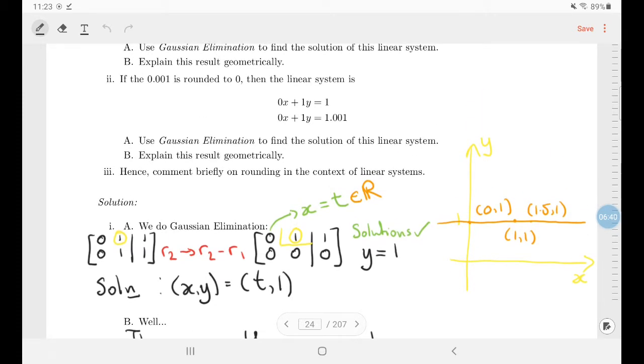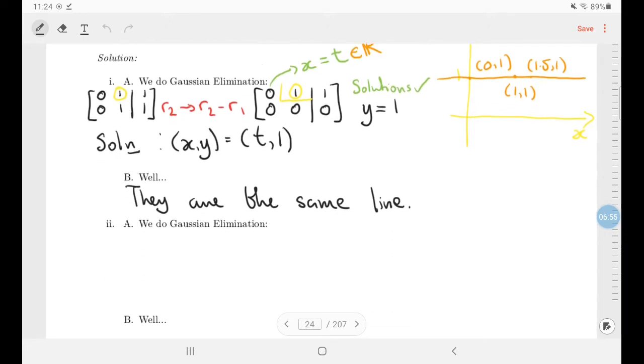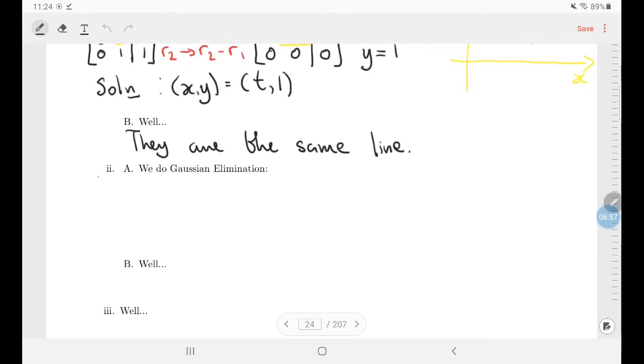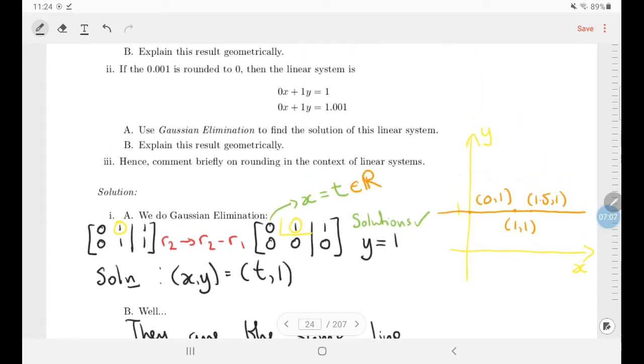Now the second one is, if you round the 0.001 in the x to 0, then this is the linear system: 0x plus 1y equal to 1, 0x plus 1y equal to 1.001. So let's have a look at this using Gaussian elimination. So we had 0x, 1y equal to 1, and 0x, 1y equal to 1.001.